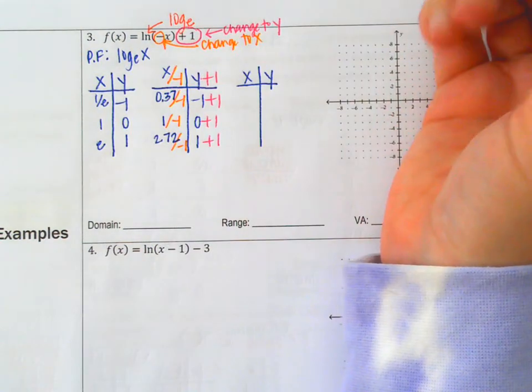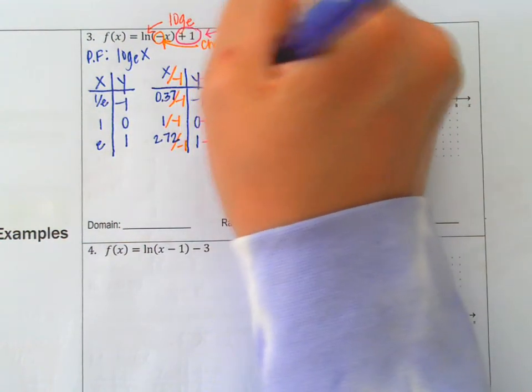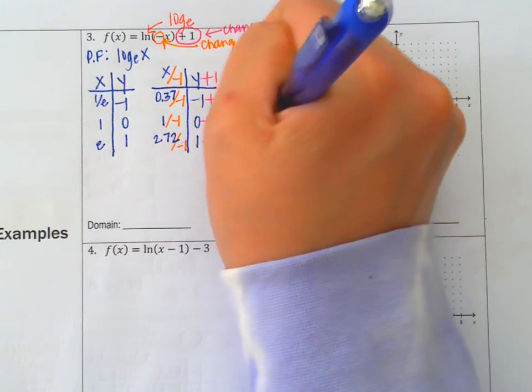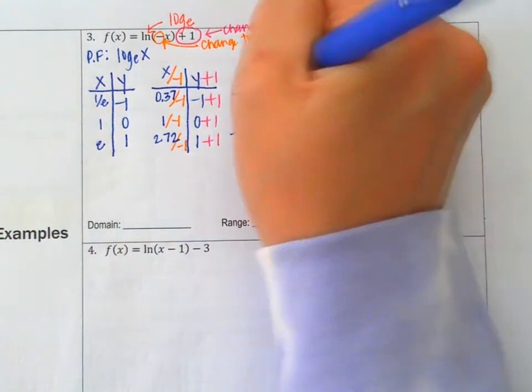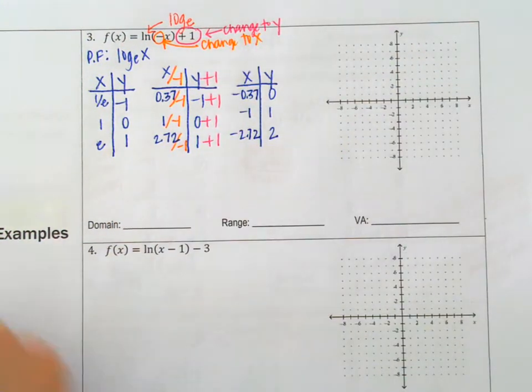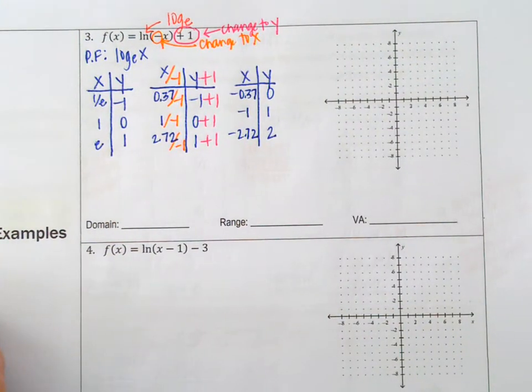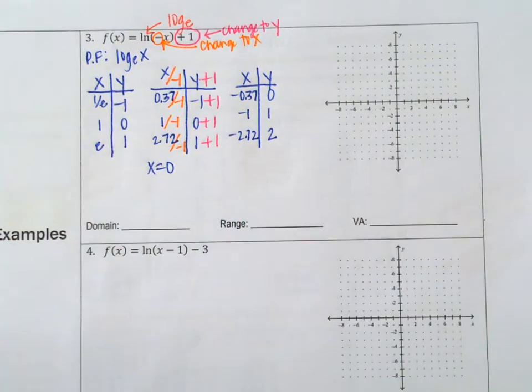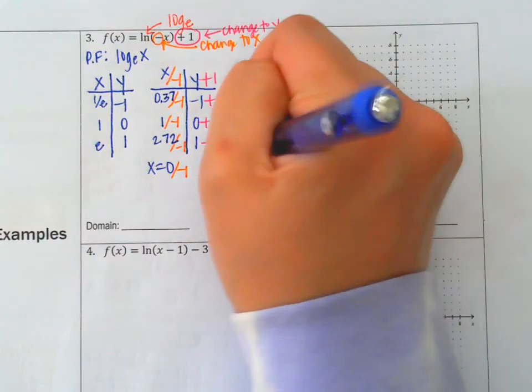0.37 divided by -1 is just -0.37, -1, -2.72. -1 plus 1 is 0, 1, 2. And then I want to draw my asymptote. Remember, my asymptote starts at 0. Well, 0 divided by -1 is still 0, so this one does not change.